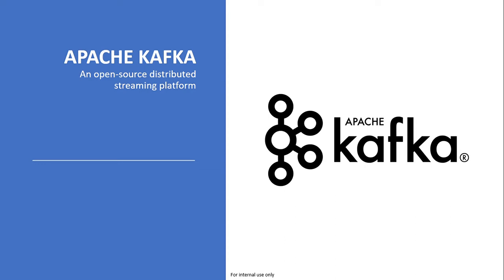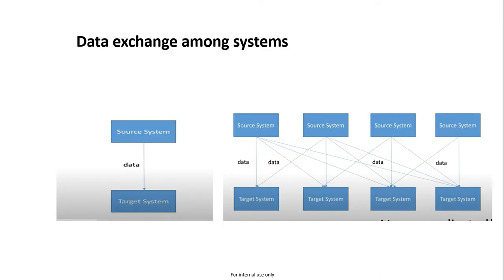Hey guys, so today's topic is Apache Kafka. Kafka is a distributed messaging system. Before starting, let's look at the scenario. At minimum, there may be only two systems, a source system and a target system, exchanging data with a data pipeline.